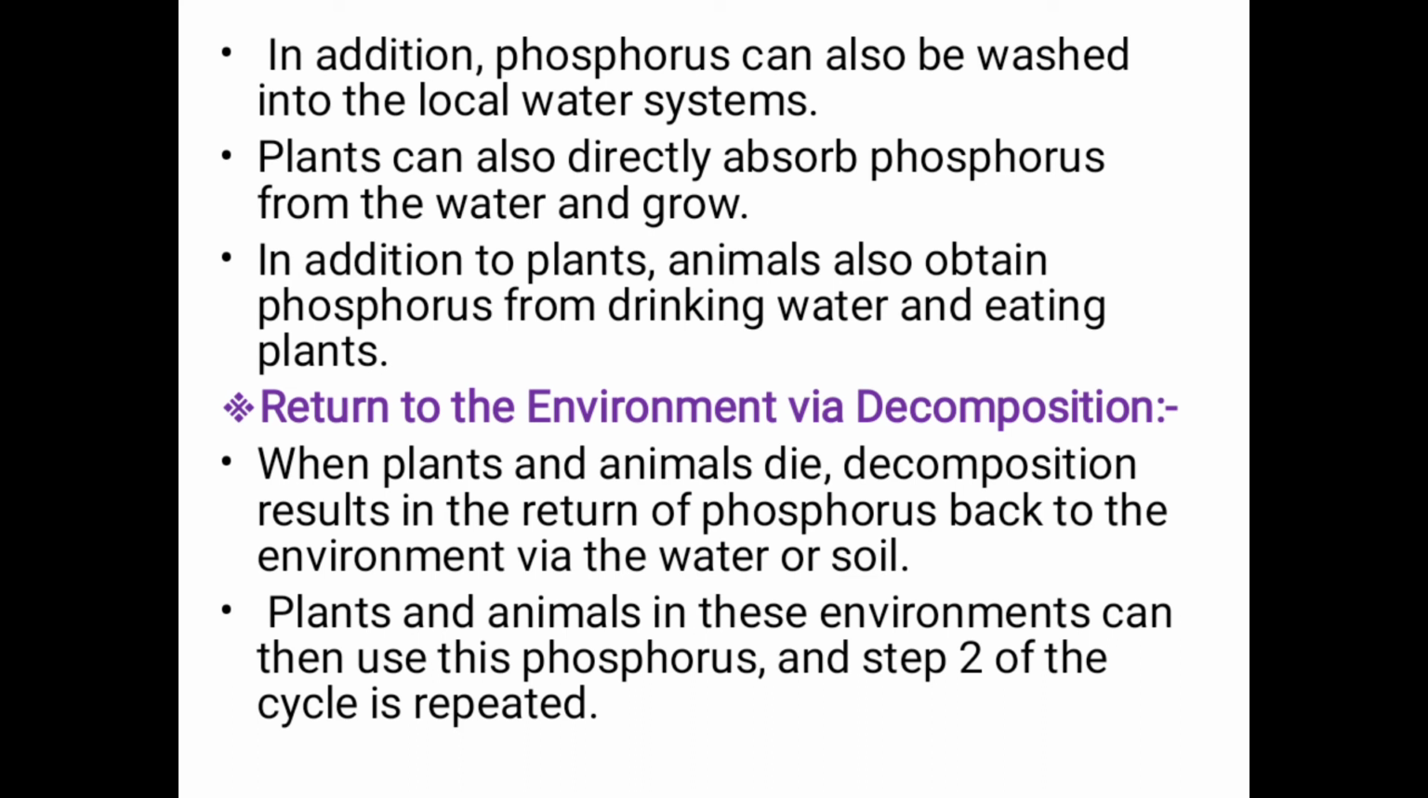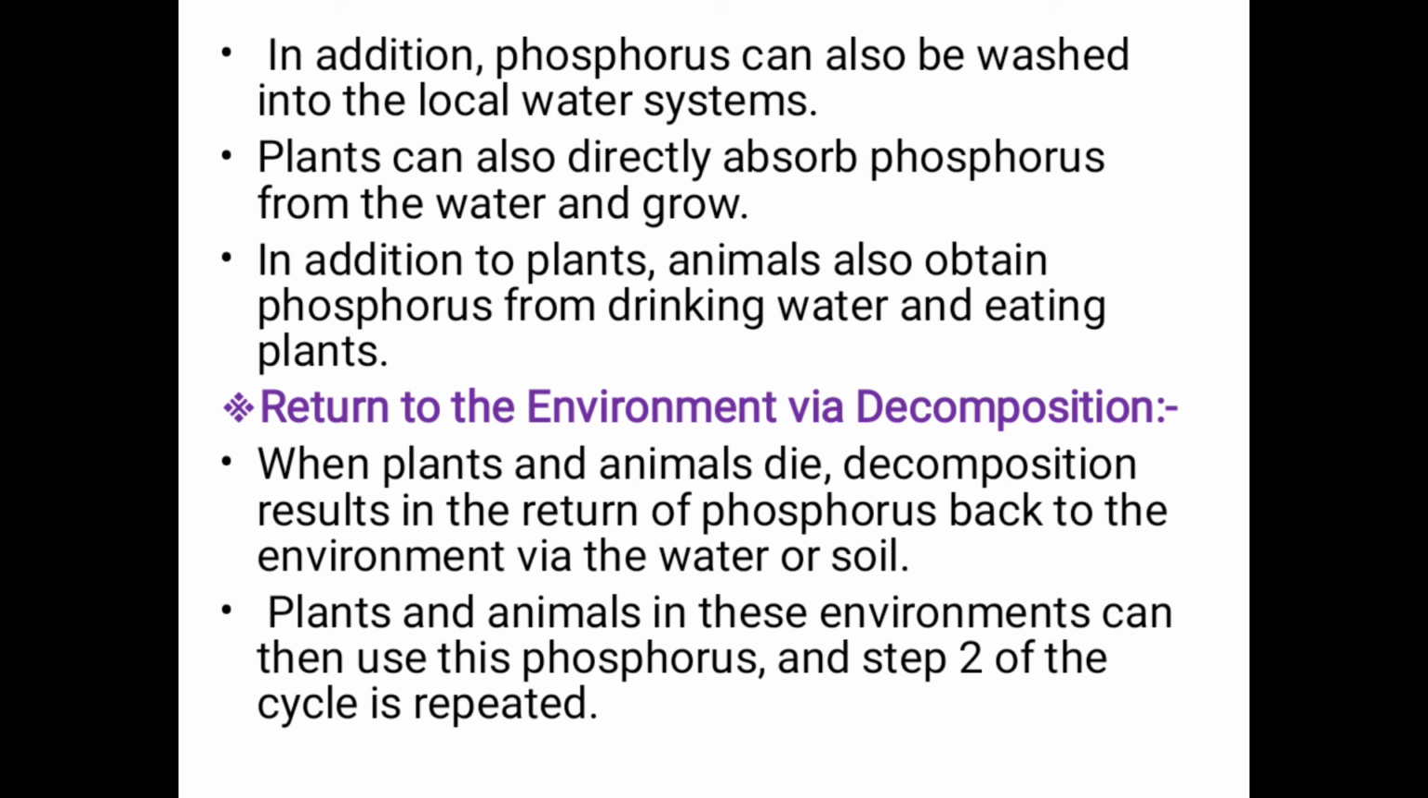And next one is the return to the environment via decomposition. So here, when plants and animals die, decomposition results in the return of phosphorus back to the environment via water or soil. Plants and animals in these environments can then use this phosphorus, and step 2 of the cycle is repeated. So this third point, return to environment via decomposition, is when plants and animals die, their bodies decompose and return to the soil or water, and the phosphorus is again back in the soil.